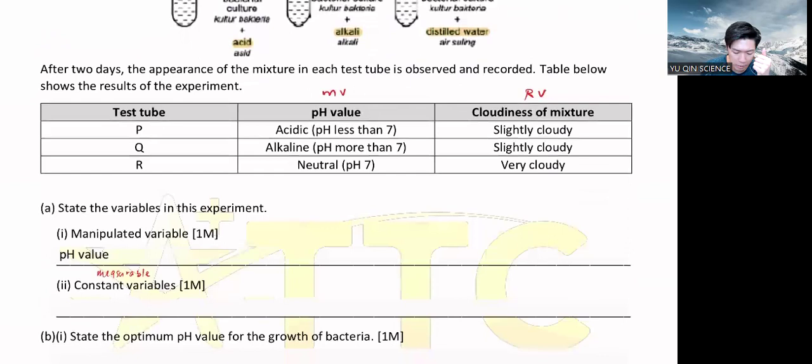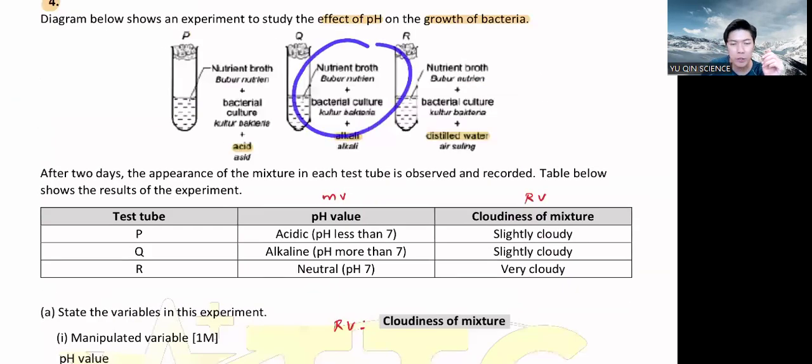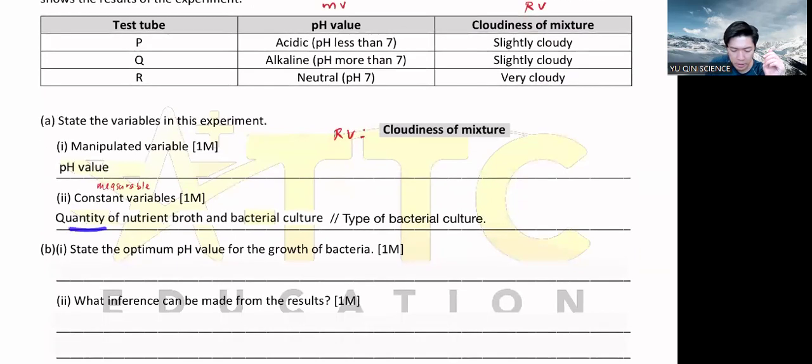Okay, so that's how you remind yourself for the variables. You can copy the answer: manipulated is pH value. We don't have responding, but let's just write it down. Since cloudiness of mixture is the responding, the constant variable will be this one. How much do we use for each? So quantity, or volume also can. Okay, volume of nutrient broth and bacterial culture. There you go.